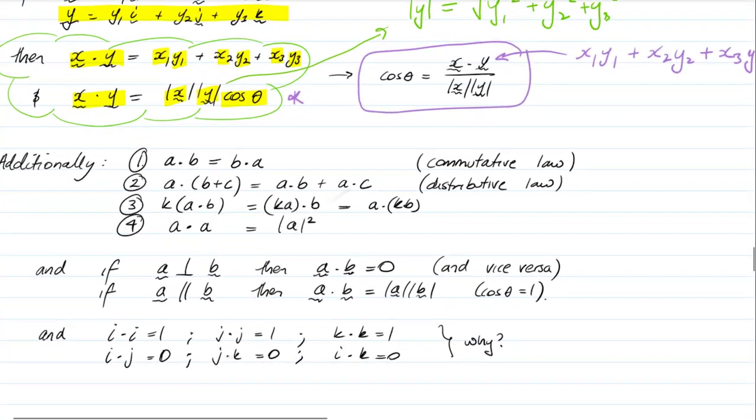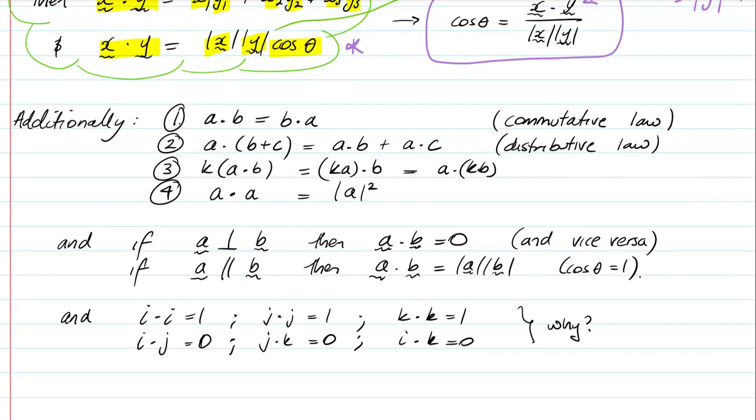Additionally, and this is a little bit new, we've got these little rules that apply. So the first one is the commutative law. a dot b is equal to b dot a. And we can show that just by considering the fact that a1 b1 is going to be equal to b1 a1. So this comes purely from the fact that commutativity holds for multiplication, and so therefore it will hold also for scalar products. And a dot (b plus c) is equal to a dot b plus a dot c.